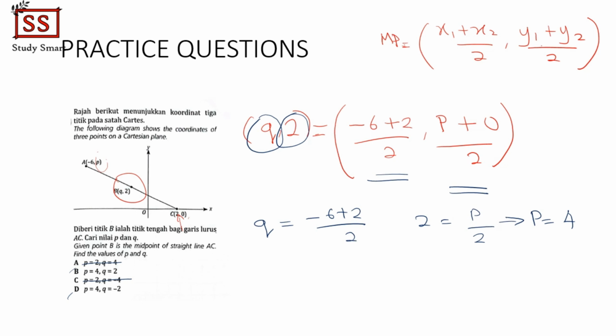Now let's solve for Q. Okay, Q, when I want to solve this one, I bring it to the left side. So 2Q becomes negative 6 plus 2. Negative 6 plus 2 is equal to negative 4. So my Q value will become negative 4 divided by 2, negative 2. So Q equals negative 2. The answer is D. Okay, this is how we are supposed to solve if we are given an unknown in the midpoint and also another unknown in one of the coordinates.